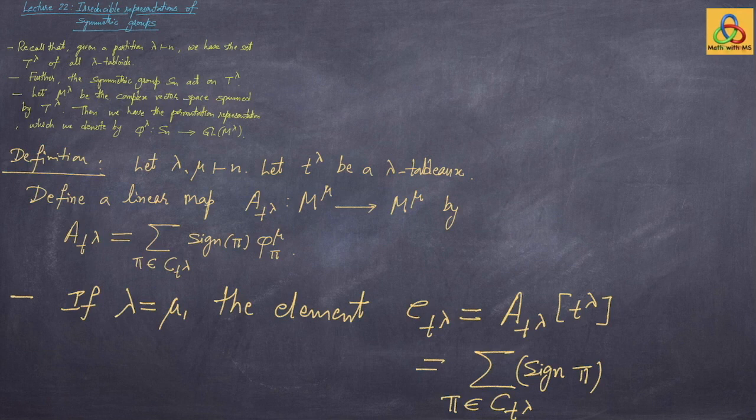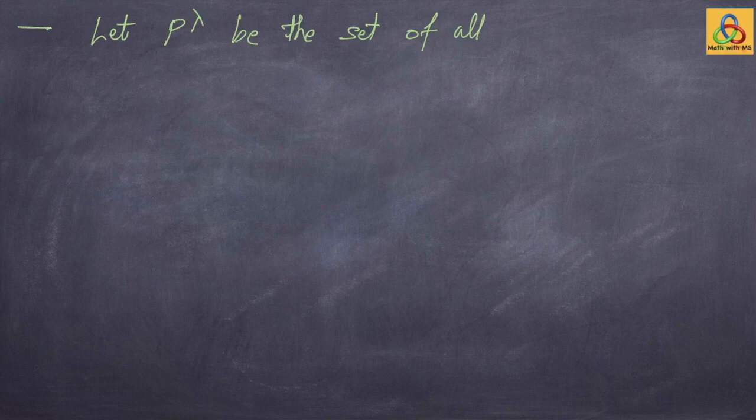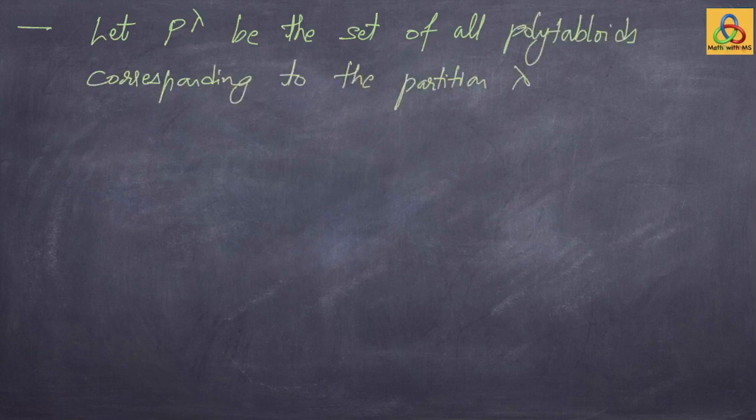But notice that the action of the symmetric group on the tabloid is simply applying the permutation on the entries. So that is simply pi of the equivalence class of T lambda. And this element E subscript T lambda is called a polytabloid associated to the lambda tableau T lambda. Let P of lambda be the set of all polytabloids corresponding to the partition lambda of n.